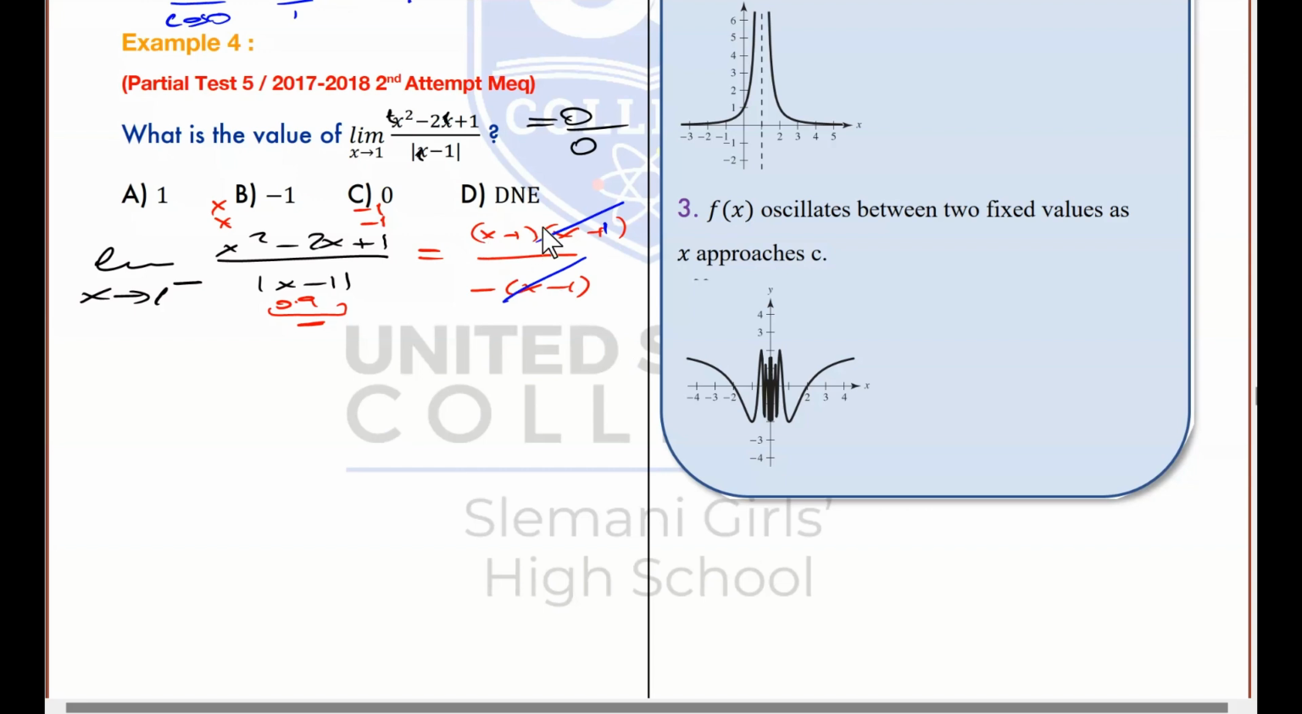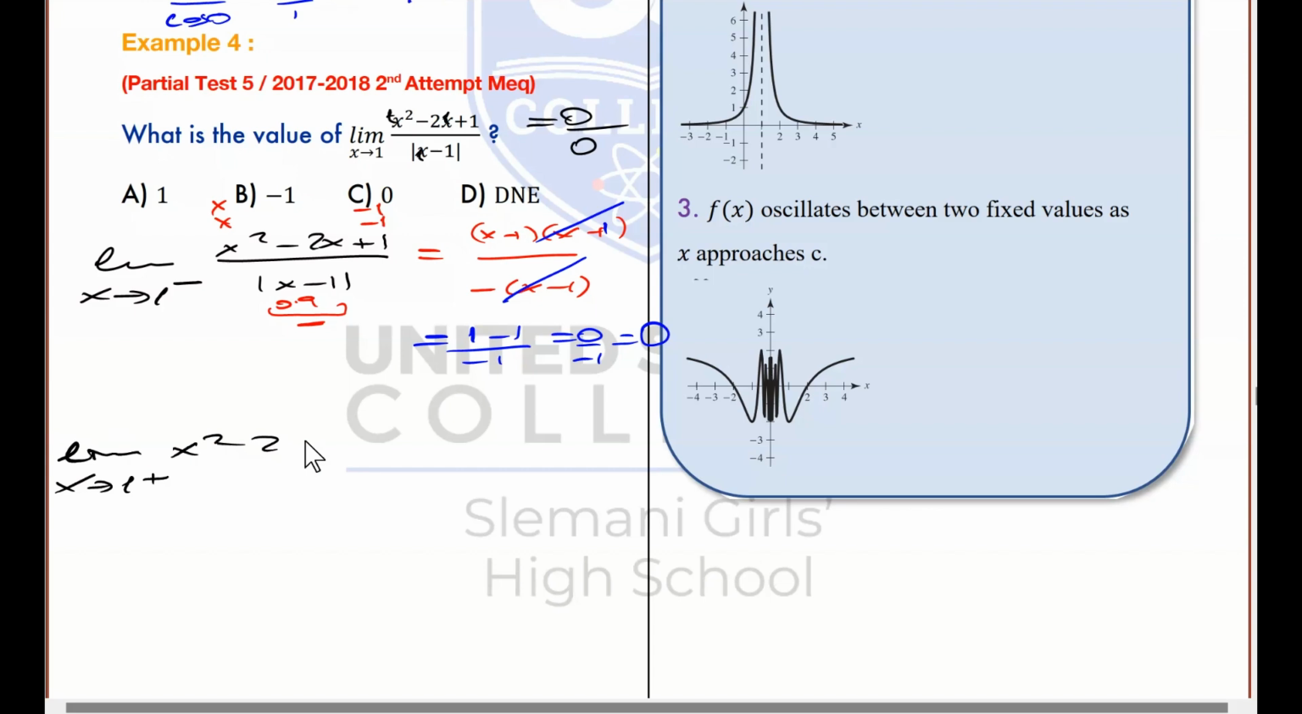Now, x minus 1s will cancel each other. I'll have x minus 1 divided by negative 1. Insert 1 here. It's going to be 1 minus 1 over negative 1, 0 over negative 1. So it is 0. The answer of the left side limit is 0. Let's do the same for right side limit.